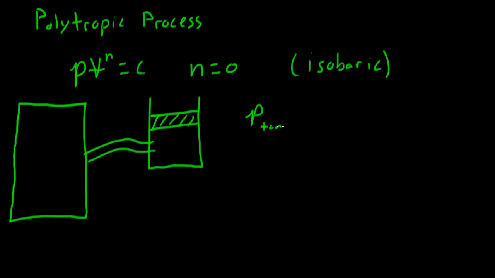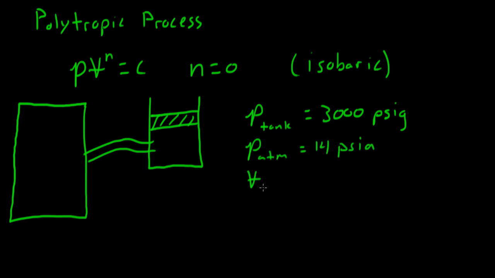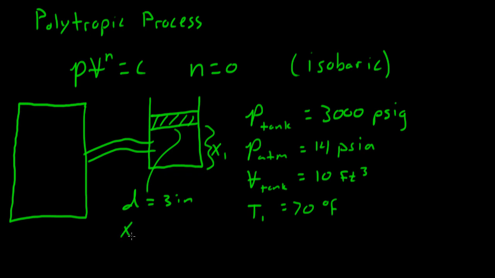The pressure of the air in the tank is 3000 psi gauge. The atmospheric pressure is 14 psi absolute. The volume of the tank is 10 cubic feet, and the temperature is 70 degrees Fahrenheit. The cylinder has a diameter of 3 inches and an initial length of 3 inches. The piston moves 3 inches such that the system expands. Thus, work is done by the system.